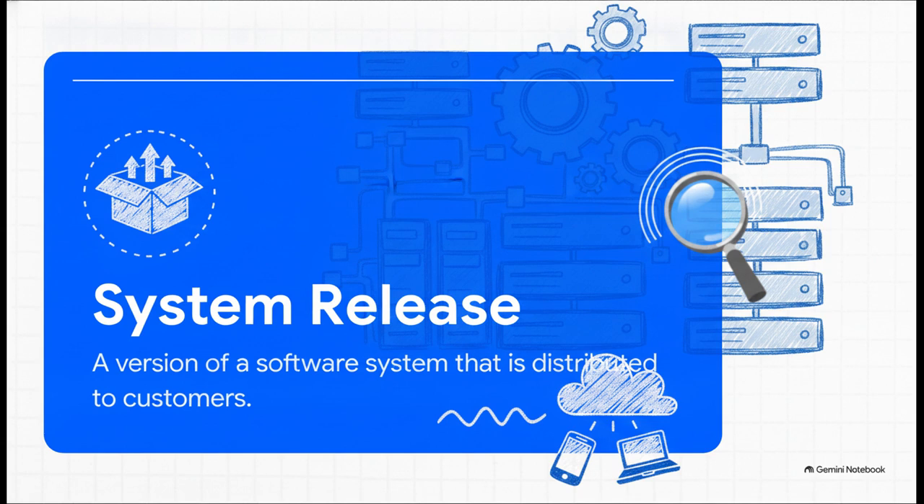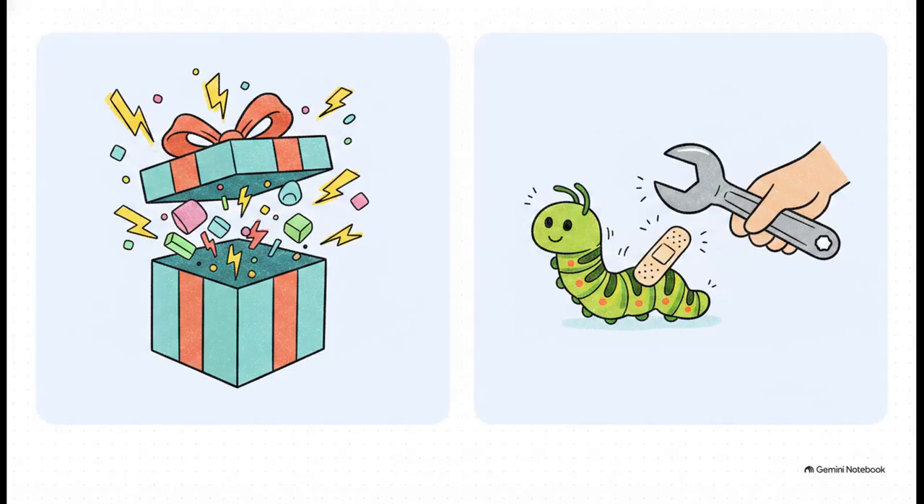Simply put, a system release is a version of a software system that is formally distributed to customers or end users. It's that major transition from a purely internal development artifact into a public-facing product. Now, in mass-market software, we generally see two distinct categories of releases, and you'll want to note the difference carefully here. Major releases deliver significant new functionality, and they are usually paid for by the customer.